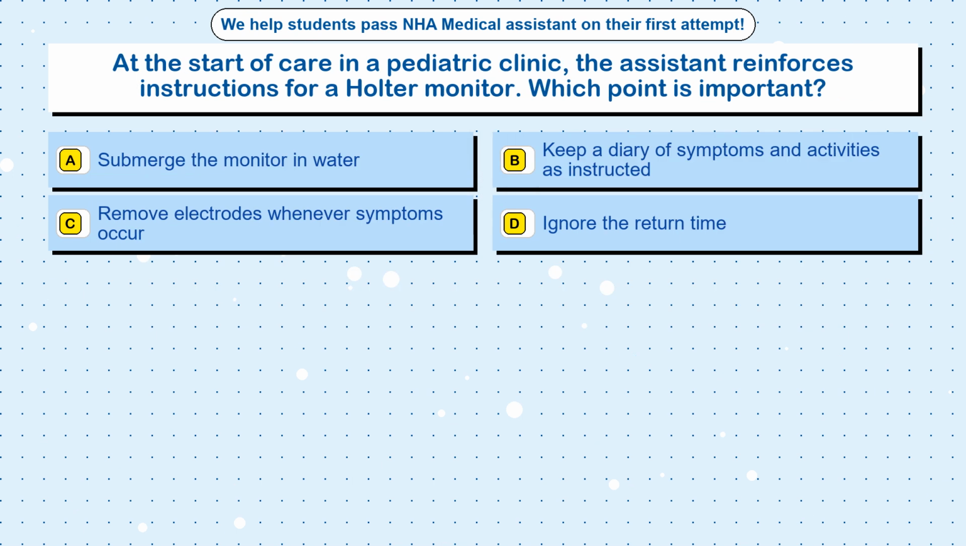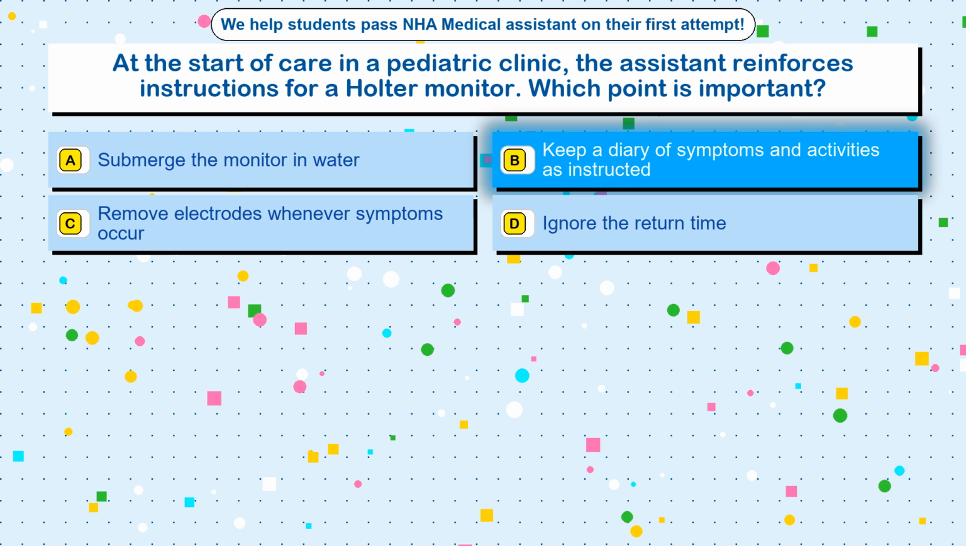Question 95. At the start of care in a pediatric clinic, the assistant reinforces instructions for a Holter monitor. Which point is important? Option A. Submerge the monitor in water. Option B. Keep a diary of symptoms and activities as instructed. Option C. Remove electrodes whenever symptoms occur. Option D. Ignore the return time. The correct answer is option B.